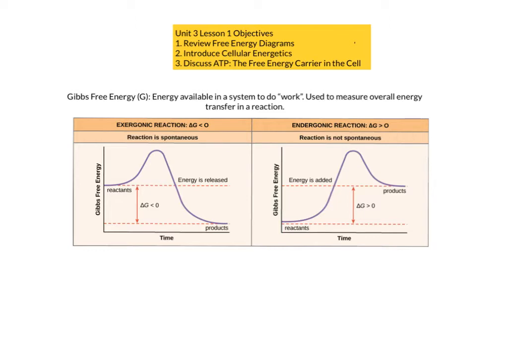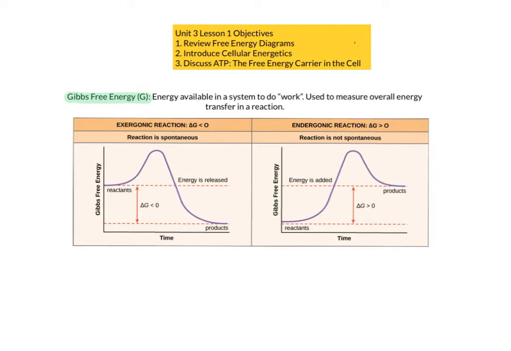So let's get started with what we talked about first, which was about these free energy diagrams. And so again, free energy is defined as energy that is available in a system to do work. Not all energy in a system is available to do work, so free energy is referring to the available energy. And so we can use this measurement of free energy to measure the energy transfer in a reaction.